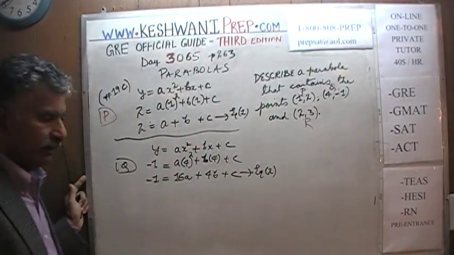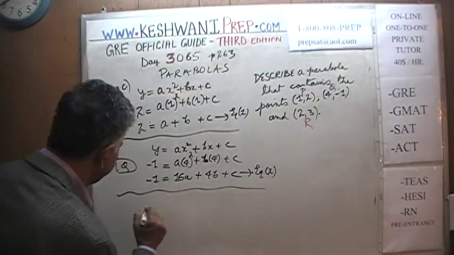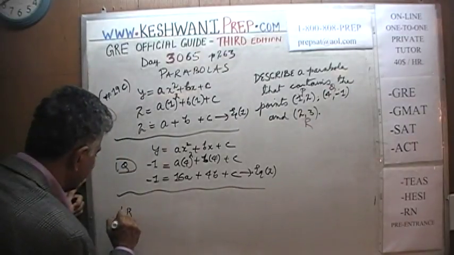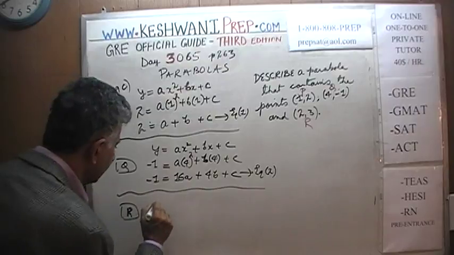So negative 1 equals 4 squared is 16, so we're going to get 16a plus 4b plus c. That's our second equation. We need three independent equations. Let's work on the third one with point R. If you use point R, you're going to get the third equation.